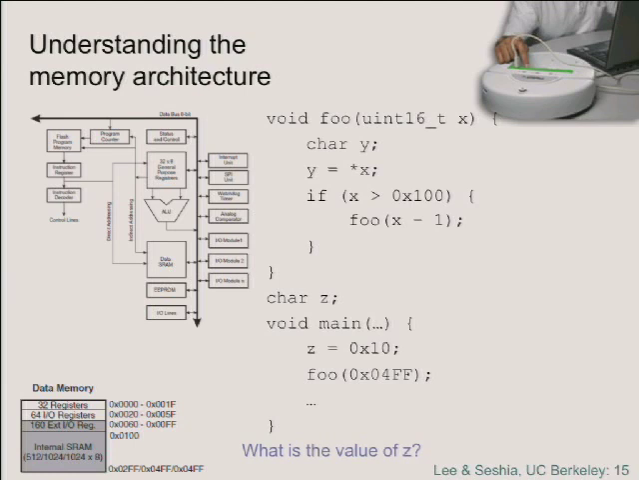It could be just about anything in this program. I mean, if you look at this program, you would say, well, yeah, z would have to have value hex 10, because the procedure foo doesn't take z as an argument, doesn't operate on z, doesn't do anything with z. Shouldn't mess with the value of z.